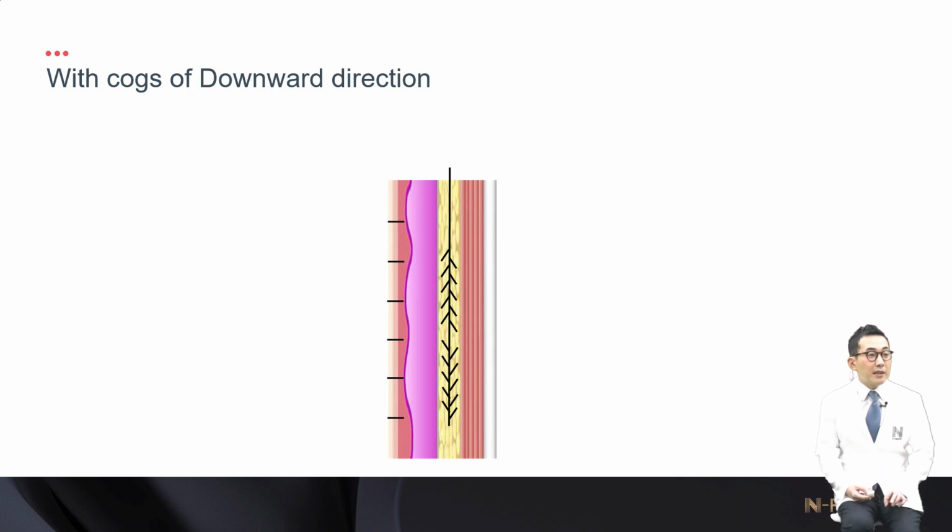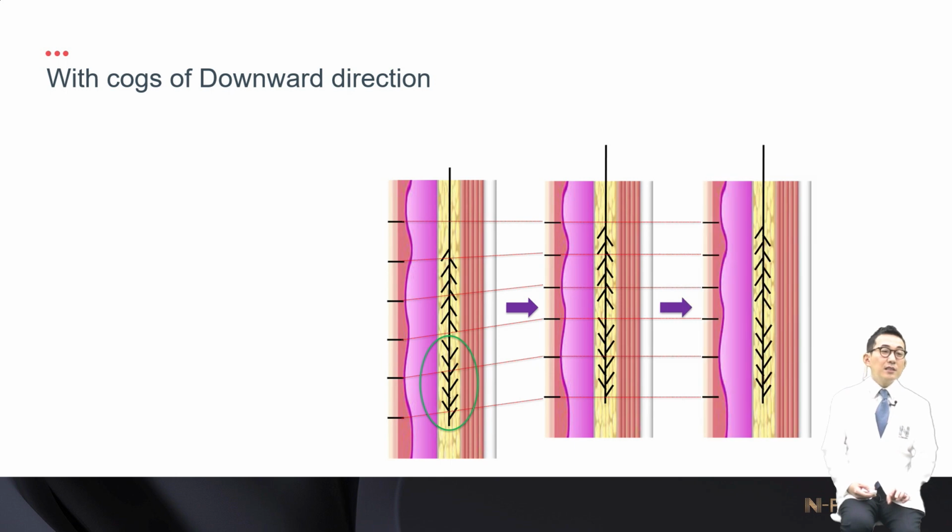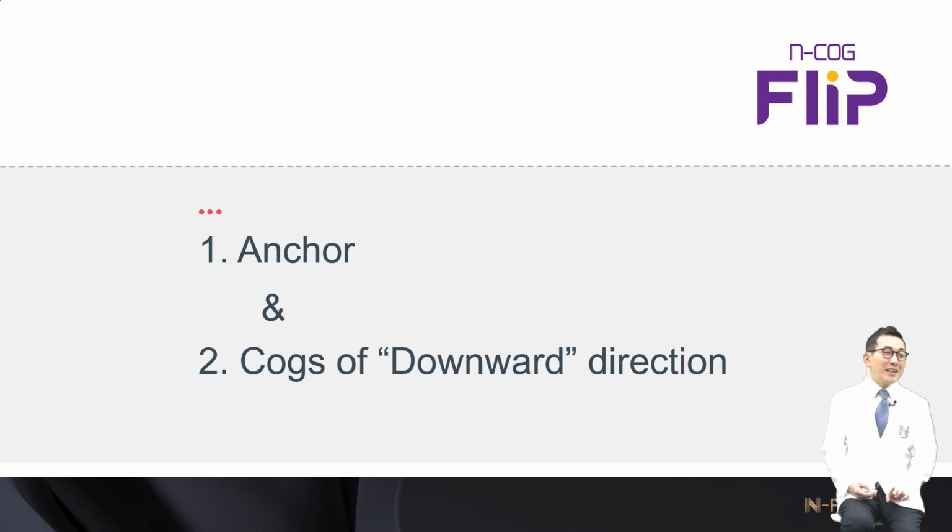This is because there is nothing to fix the lifted state. But if there are downward cog, the result will be different. If you put the thread in and put it up, it can lift up the skin. As mentioned earlier, it is the upward cog that plays a role in lifting. And after that, when you release the thread, if there are downward cog, the lifted skin does not flow down. Can you understand? Until now, I've talked about two ways to fix and maintain the lifted skin so that it doesn't flow down again. One is anchoring, and the other is using downward cog.